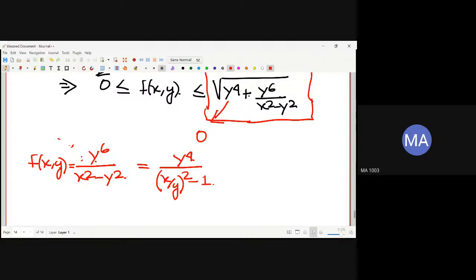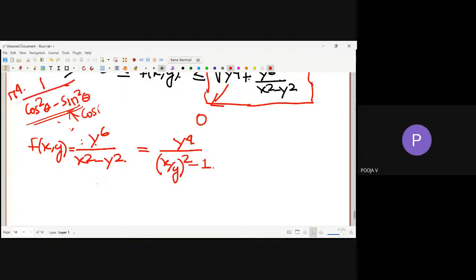Cos square theta minus sin square theta, what is it? Cos 2 theta, yes, sir. Cos 2 theta. And if you take it, you will basically get 0. Okay, so that is fine. But again, you don't have all these things in your course. But I want to try. I want to do it directly.